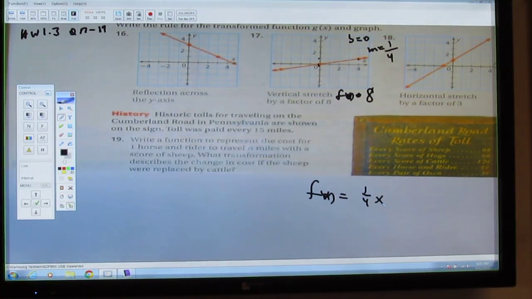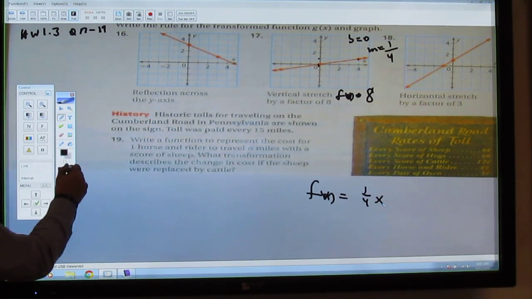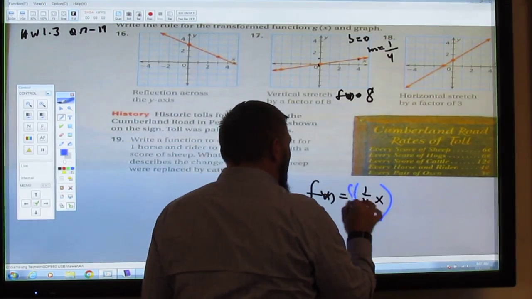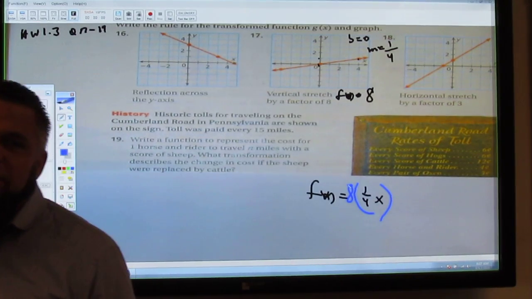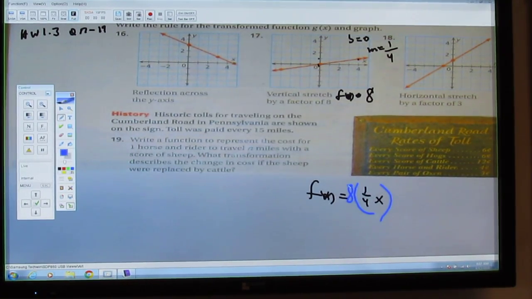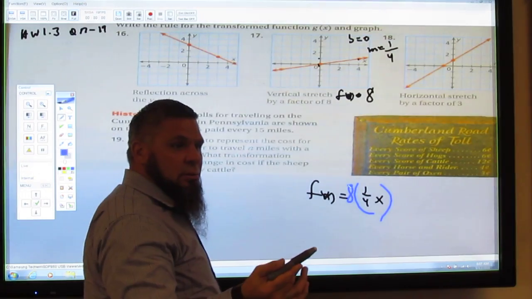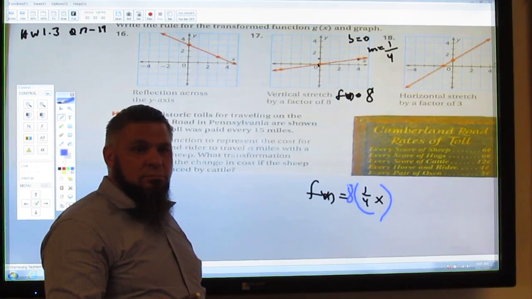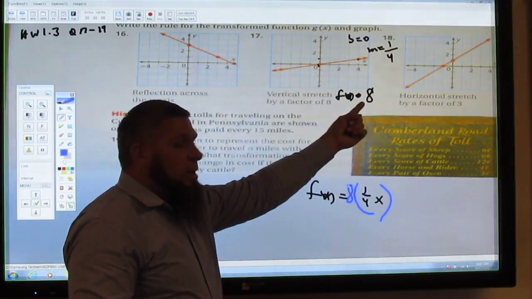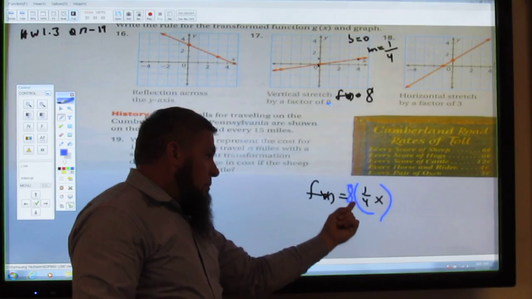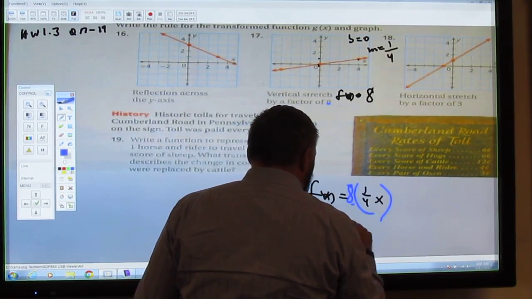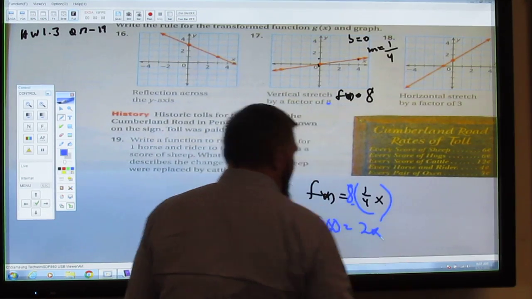Okay, what am I going to do to f of x? I'm going to multiply it by 8. What's 8 times a fourth? 2, right? 1/4 of 8 is 2. So g of x is now equal to 2x.